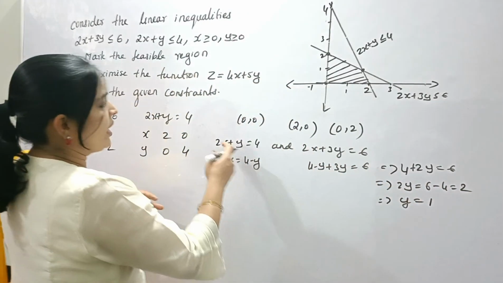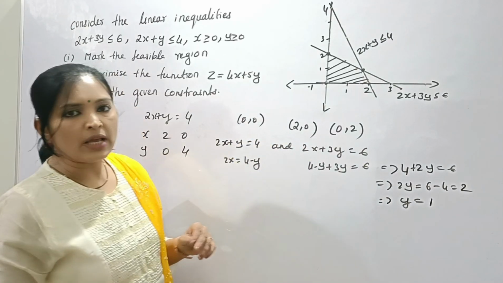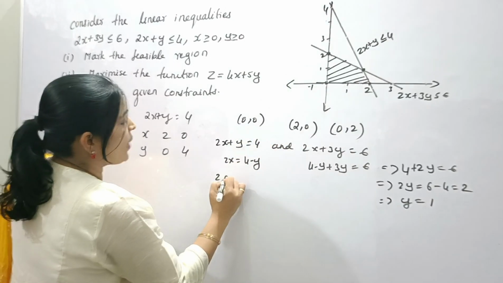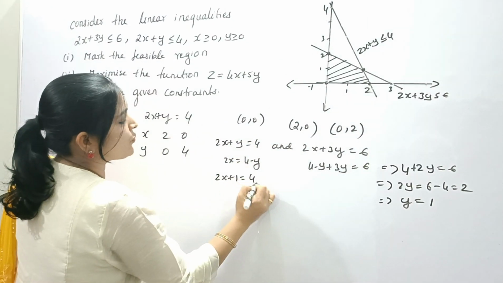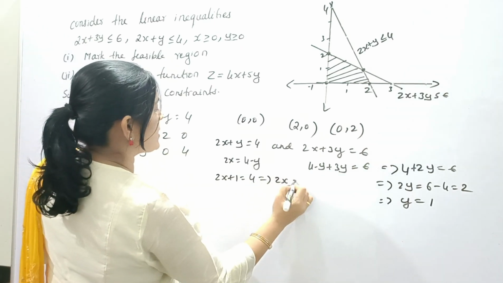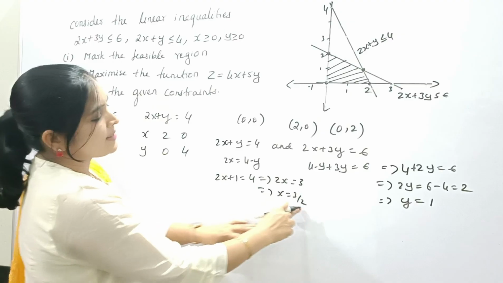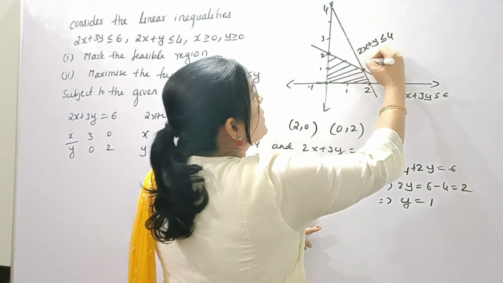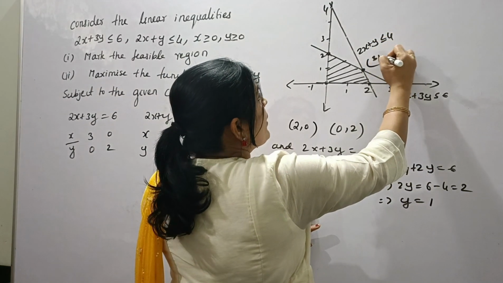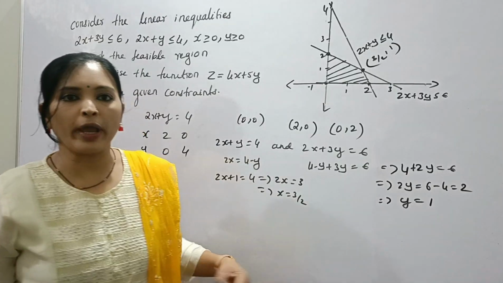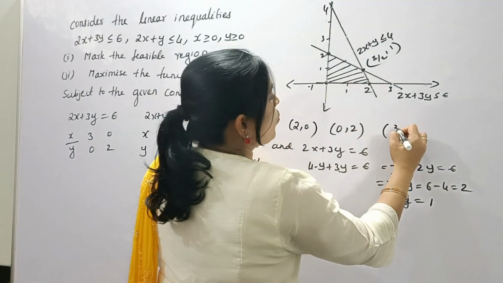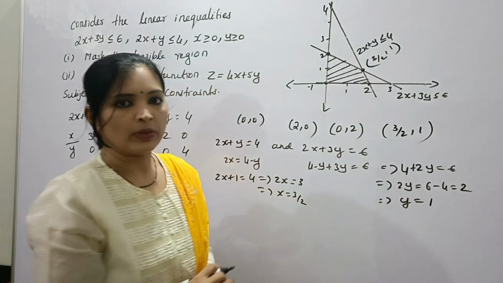Substitute y is equal to 1 in any of these equations to get the x value. So 2x plus 1 is equal to 4. That implies 2x is equal to 3. That implies x is equal to 3 by 2. x is equal to 3 by 2, y is equal to 1. It is the point 3 by 2, 1. So 3 by 2, 1 is also a solution.